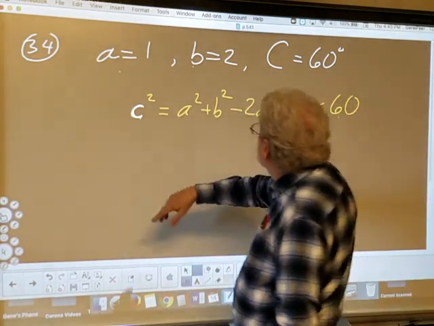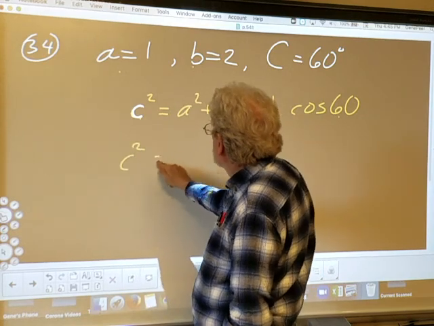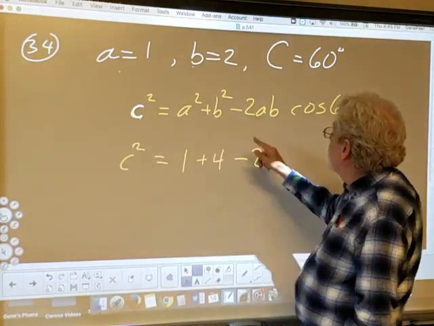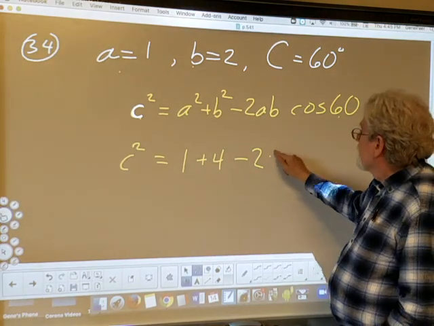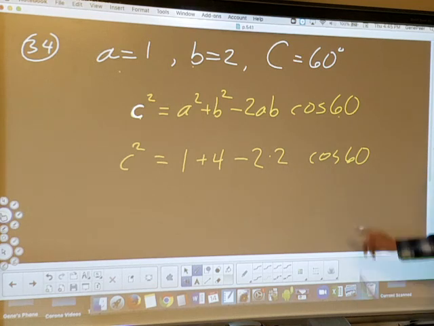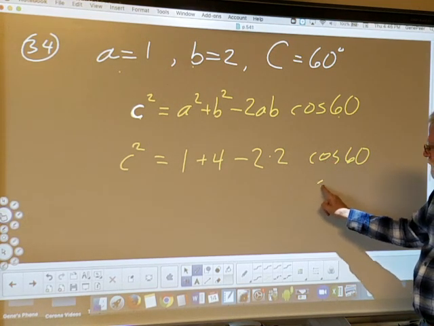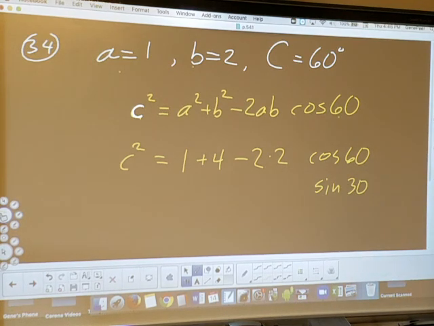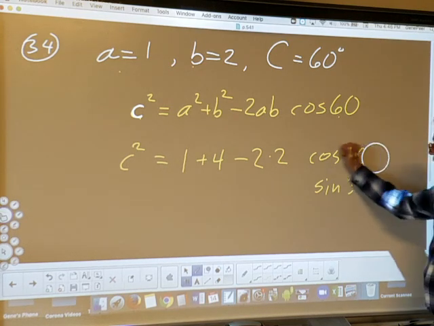We fill in the blanks. We don't know C. A squared is 1, B squared is 4, minus 2 times 1 times 2, cosine of 60. By the way, cosine of 60 is the same thing as the cofunction of the complement, and you might already know the sine of 30 without the calculator. Yes, the sine of 30 is 1/2. How nice.